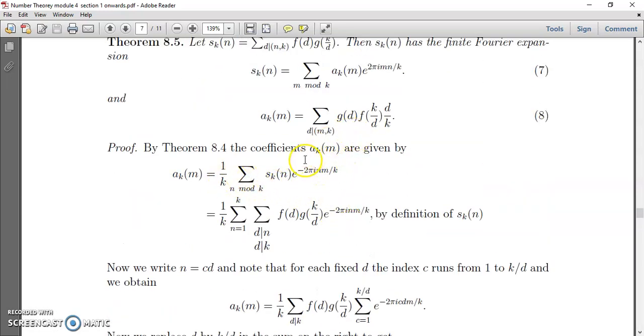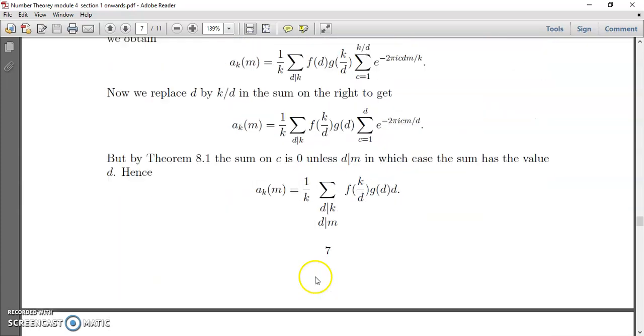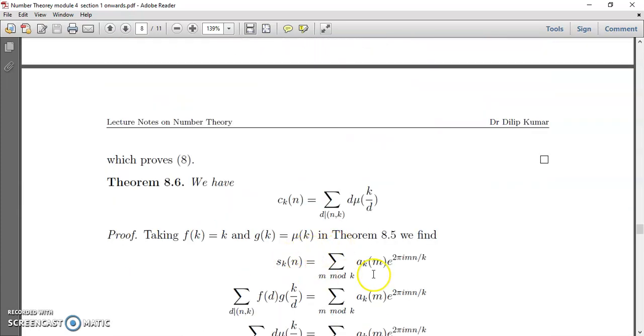s_k(n) is sigma m mod k a_k(m) e raised to 2 pi i mn by k. So here first we apply this. In this part, s_k(n) is by definition sigma d divides gcd(n,k) f of d g of k by d.